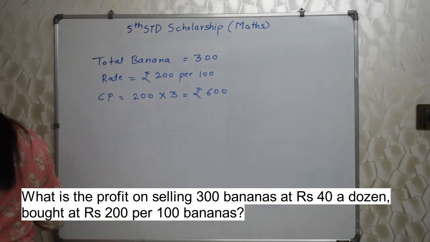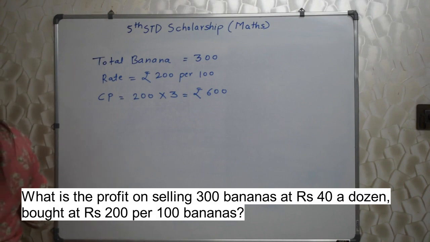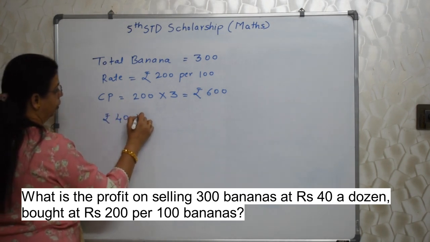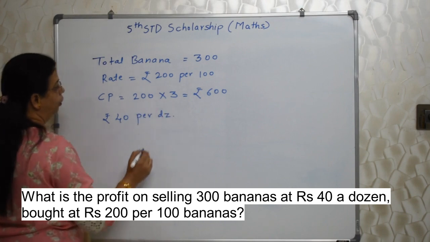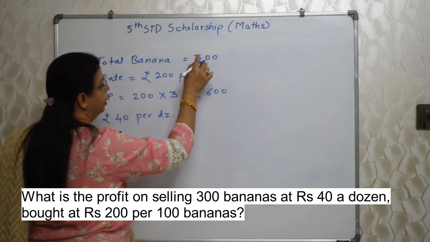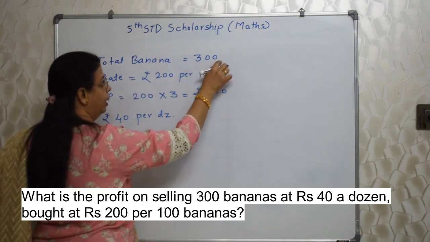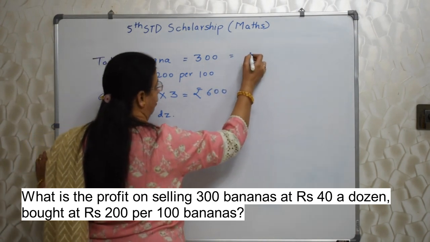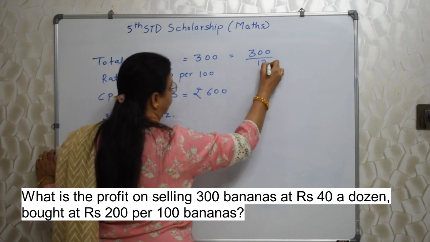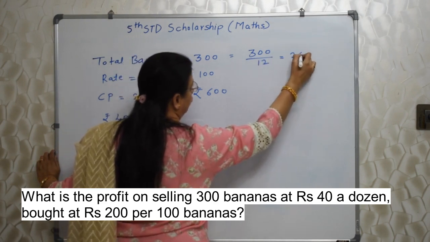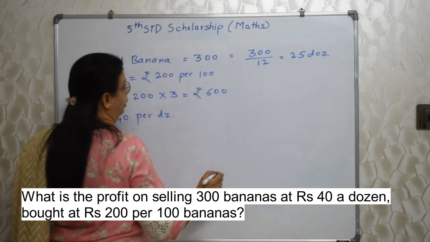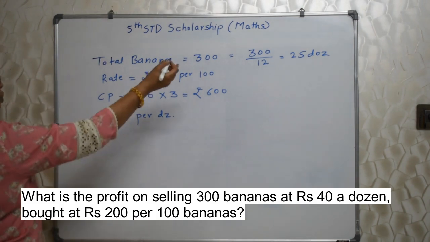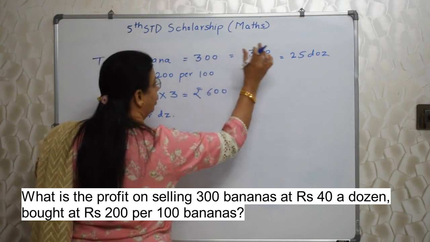Now let's see what he is doing while selling. He is selling all the bananas at the rate of rupees 40 per dozen. Now here we should convert this 300 into dozens, because while selling he is converting these 300 bananas into dozens and then selling. So let's convert. 1 dozen is 12. So 300 upon 12, that is 25 dozen. When we want to convert 300 bananas into dozens, we need to divide 300 by 12. So 300 bananas and 25 dozen are the same.